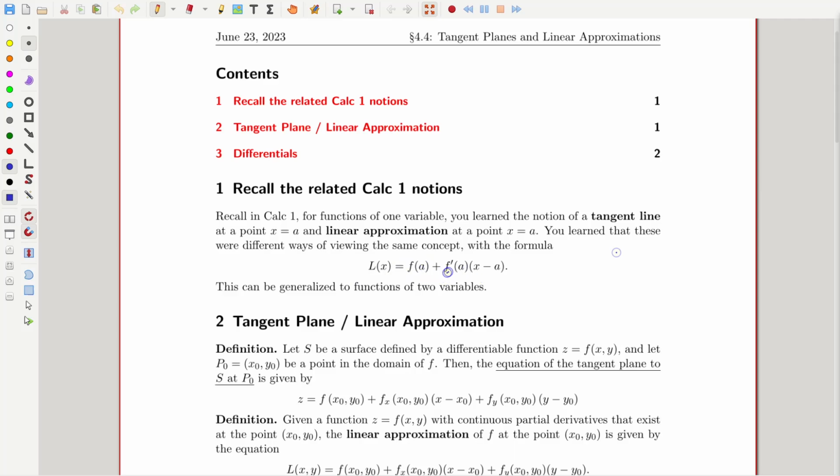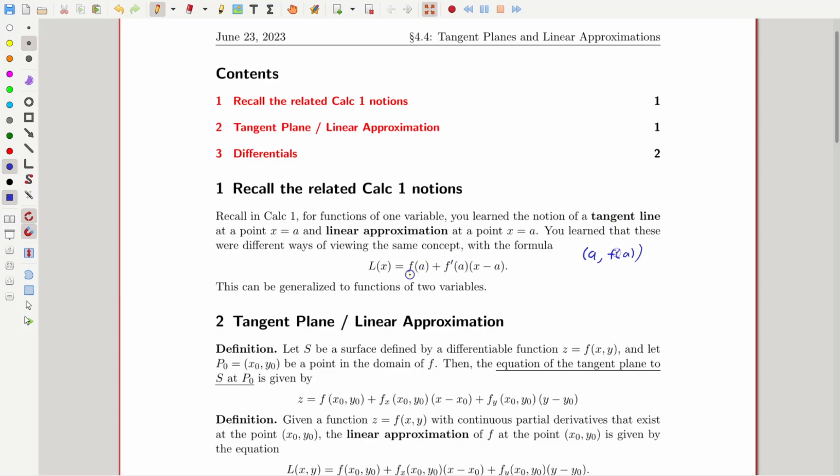The intuition, if you don't remember, is to get the height correct, to make it so that you end up passing through the point. I guess you pass through the point a comma f of a, which is the point that you are basing your linear approximation at, or that you're making your tangent line tangent to the curve at this particular point.